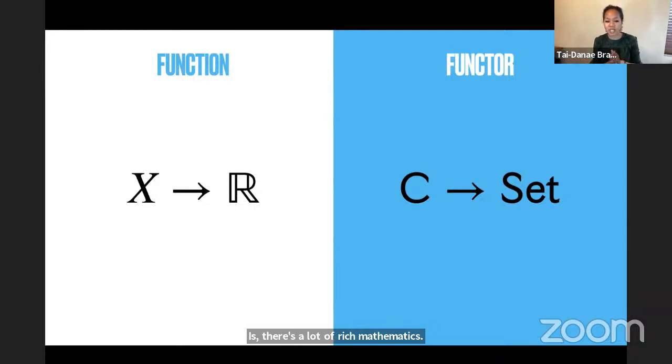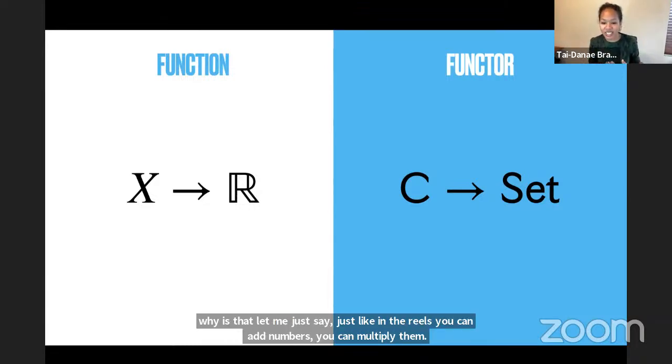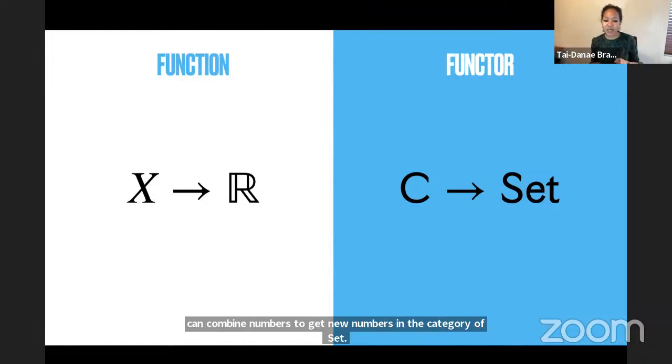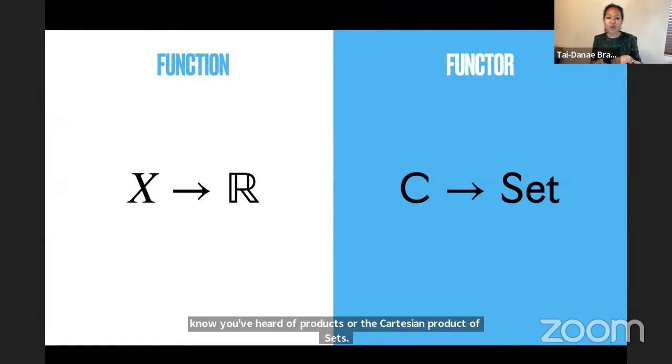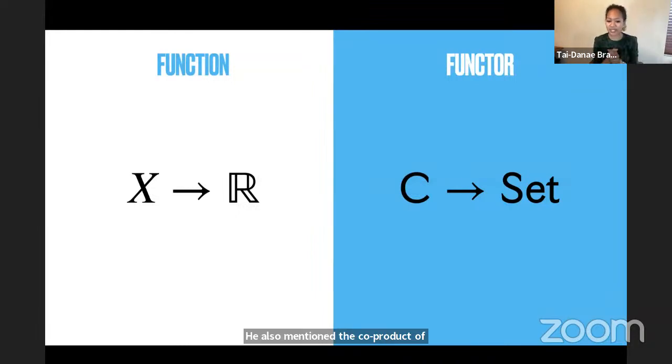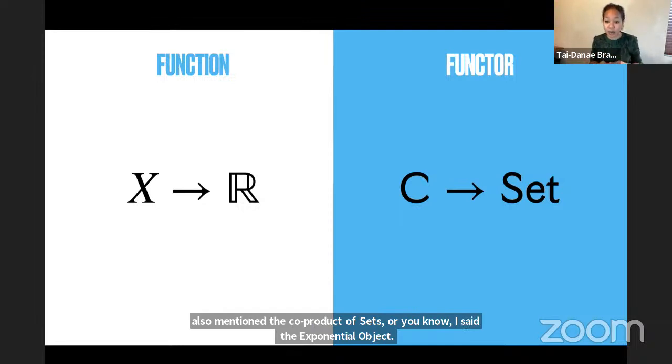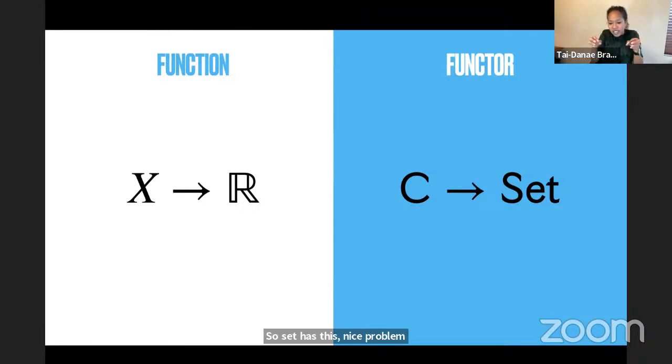So why is that? Just like in the reals, you can add numbers, you can multiply them, you can combine numbers to get new numbers. In the category of sets, you can do this also. At the beginning of this series, Petter talked about, and I'll refresh your memory, the Cartesian product of sets. He also mentioned the coproduct of sets, and I mentioned the exponential object. So Set has this nice property that you can take a bunch of sets and combine them in some way to get a new set.